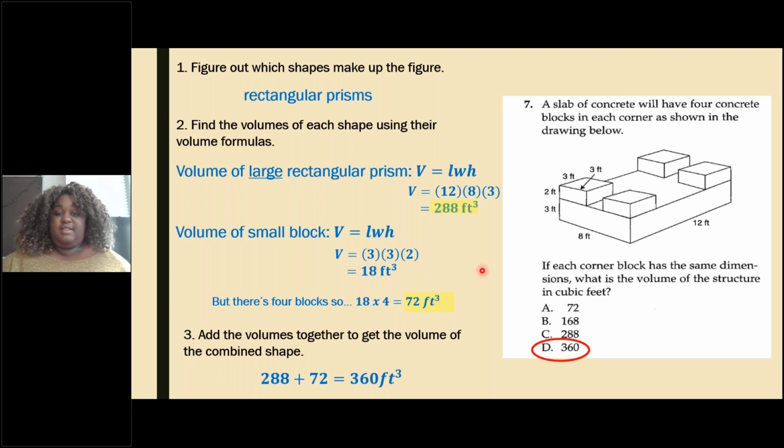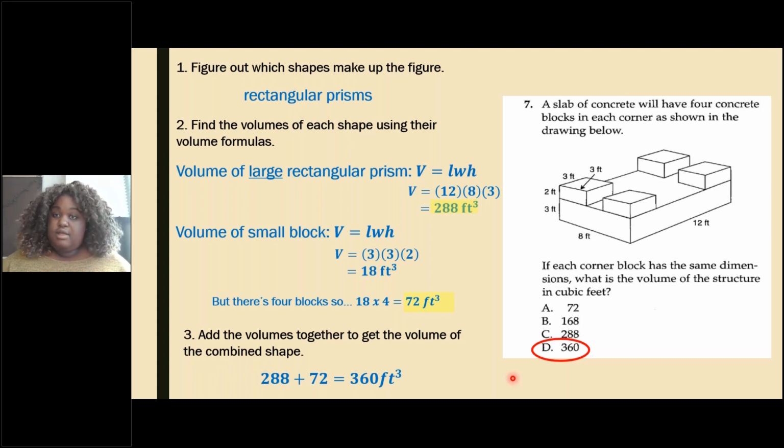So just to repeat that a bit, that little extra step we had, when we did the volume formula, we just got the volume of one block. But in the structure, we have 4. So we have to take that volume that we found, multiply it by 4, and then whatever answer we get, then we add those together. So in this case, it was 72, and then we added to the volume of the larger block, which was 288, and we got 360. Okay.